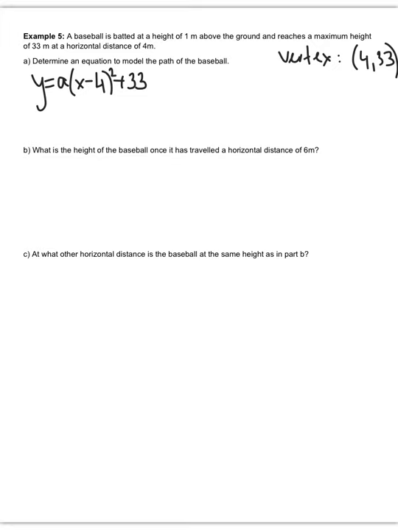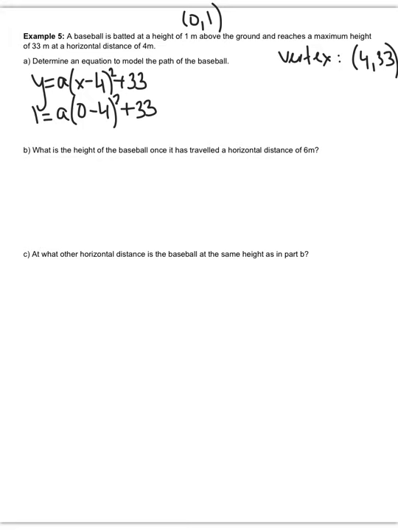Okay, so we need more information. We need a point on this graph, and we actually have one, because you know that on the path is where he starts batting. So he's batting at a height of 1, really that point is (0, 1), because that's where he's starting. And so that's going to be a point on the graph. Let's use that to find a, just like we did before. Our y value is going to be 1. a is what we're going to solve for. And then we get 0 minus 4, squared, plus 33.